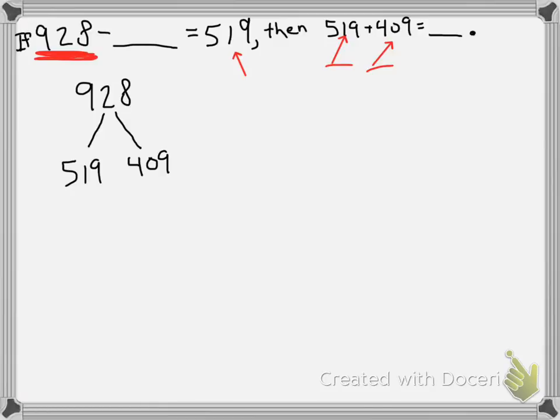When it comes to actually working out this problem, I would start over here with the addition problem. So I would go 519 plus 409, and I would just work this out vertically real quick. So I've got 9 plus 9, it's going to be 18, 1 plus 1 is 2, and 5 plus 4 is 9. So that kind of proves that 928 is indeed my whole. So I would come over here, and I would write 928 right there.